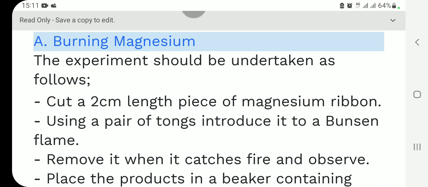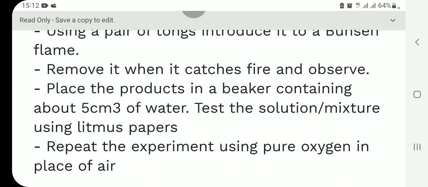First, you have to scratch the surface of the ribbon to remove its oxide. Then you use a pair of tongs and introduce it into a Bunsen burner flame. Remove it when it catches fire and observe. You will see that it burns with a bright flame. There is some color you will notice.